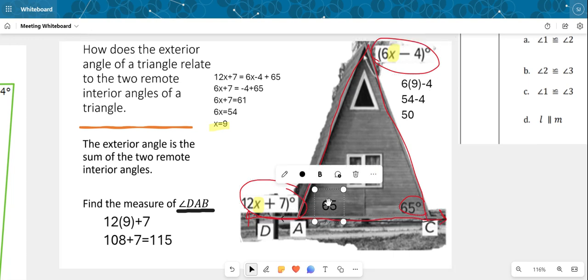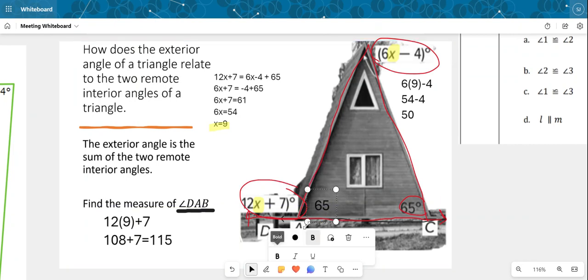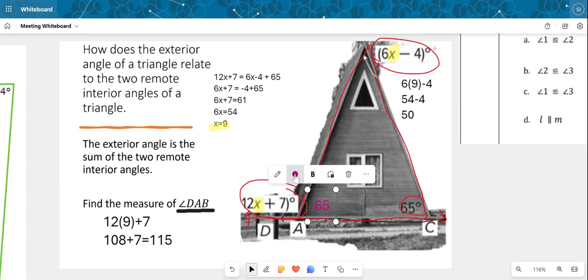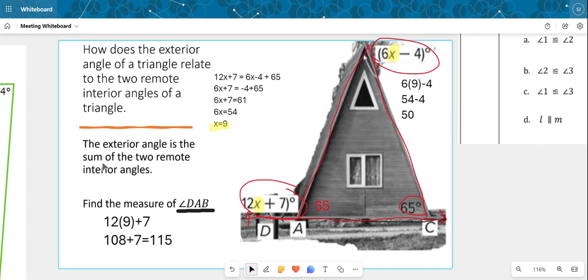So many different things to click on. Change the color. It's 65 degrees there as well.